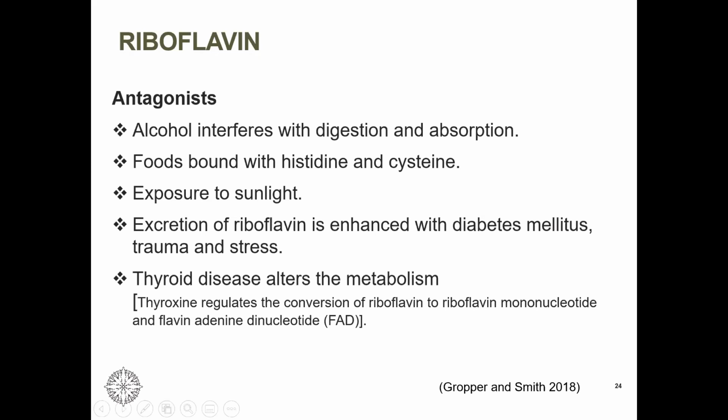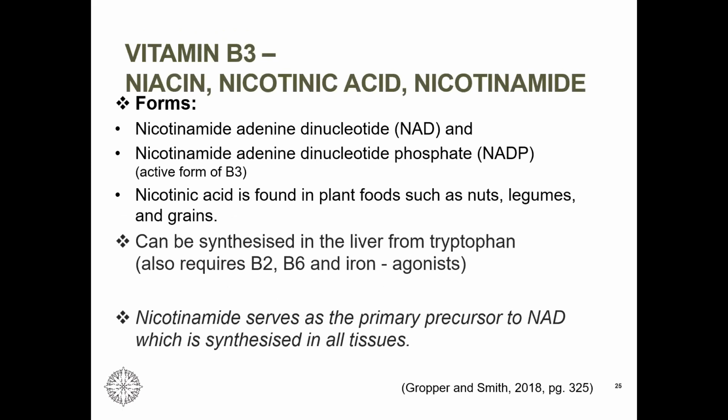Okay, let's move on to the next one and we'll take a break after this one. So we are now at vitamin B3, which exists as NAD, that is nicotinamide adenine dinucleotide, and nicotinamide adenine dinucleotide phosphate, NADP. And this NADP is what we call the active form or the coenzyme form. In nuts and legumes, it is found as nicotinic acid, but our body can synthesize it in the liver from tryptophan.